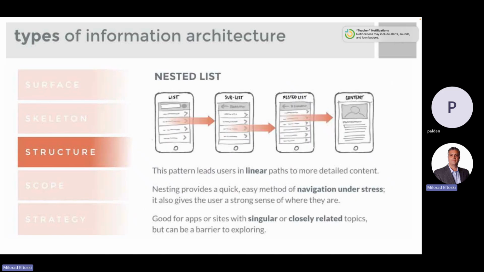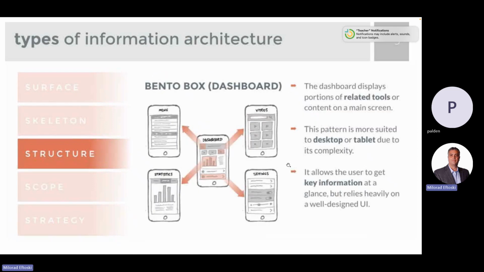This is a nested list. This pattern leads users along linear paths. Again, similar to the presentation I'm doing now, it just goes next, next, next, previous, previous, previous. It suits more detailed content, where there's a lot of information. Nesting provides a quick, easy method of navigation under stress. It also gives the user a strong sense of where they are. It's good for apps or sites with singular or closely related topics, like articles, Reddit, things like that. You can go next, next, next through your articles there, although a lot of them have a menu too.